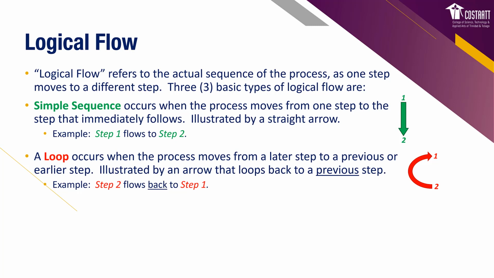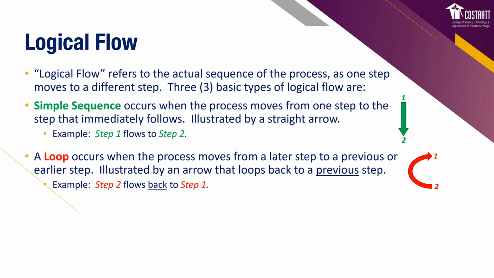Well, that's because after the error is fixed in step 1, it now goes back from step 1 to step 2. So it has gone from 1 to 2, 2 back to 1, and now it's going to go back from 1 to 2. And if everything is fine, you can now move on to step 3, step 4, step 5. So a loop allows the process to deviate from that simple sequence and to move backward to a previous step.